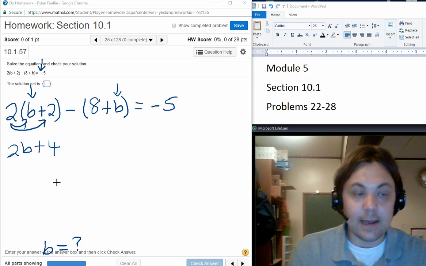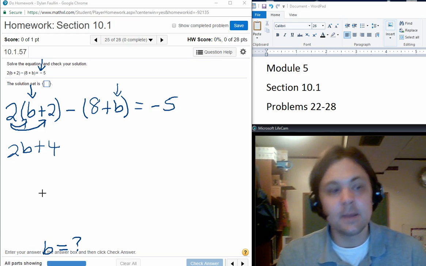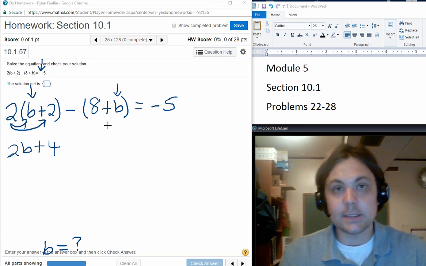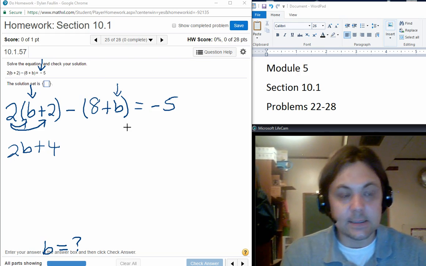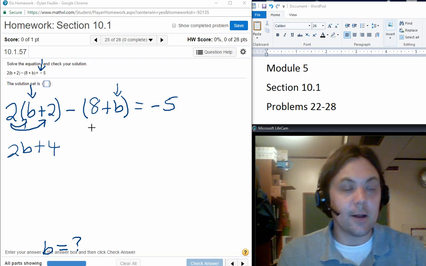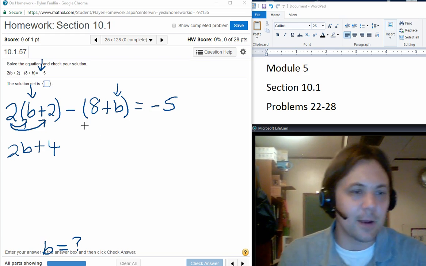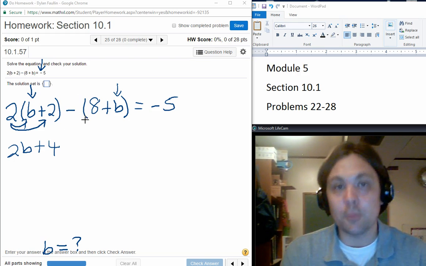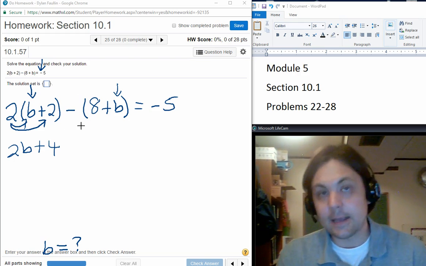Once I've carried that out, the parentheses are no longer needed, so I stop writing those parentheses. We do the same thing with the second set of parentheses. I can't just erase them. I have to perform their mathematical purpose first before I can erase them.